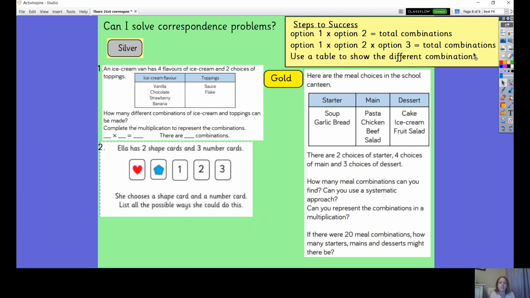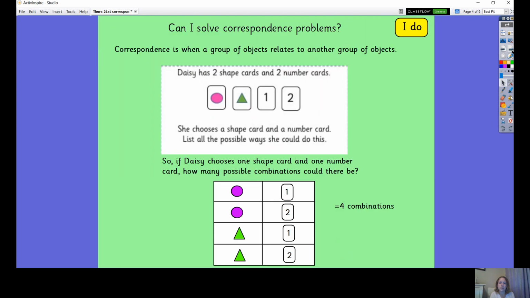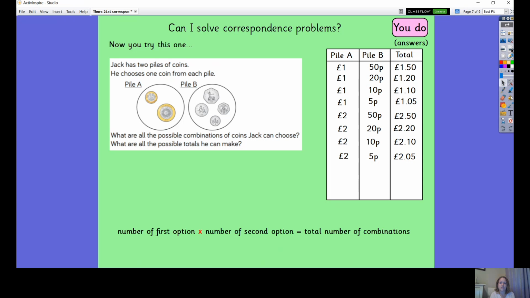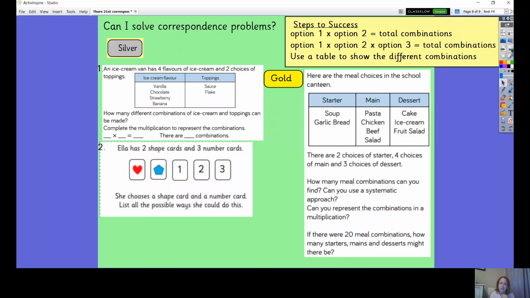And then use a table to show the different combinations. So you can see on all of our earlier ones, I drew a table here to work out my answers, and I drew another table here, and another table there. It's really helpful to draw a table, otherwise you just end up with loads of random combinations written all over the place, and you won't notice as easily if you've written the same one twice, because that's something really common that people do. So if you work out your combinations and you have more than you think you should have, have a little check and make sure you haven't done any twice.